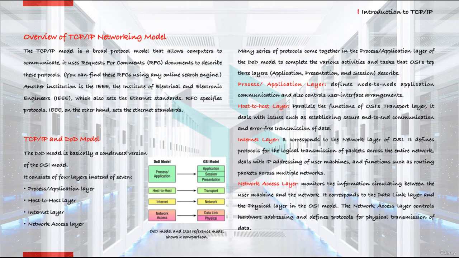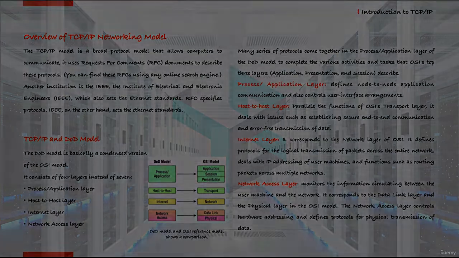The network access layer, on the other hand, monitors the information circulating between the user's machine and the network, corresponding to the data link layer and physical layer in the OSI model. The network access layer controls hardware addressing and defines protocols for the physical transmission of data.